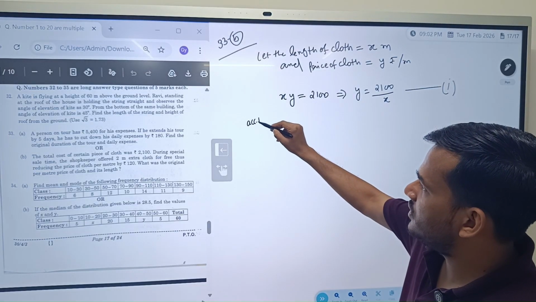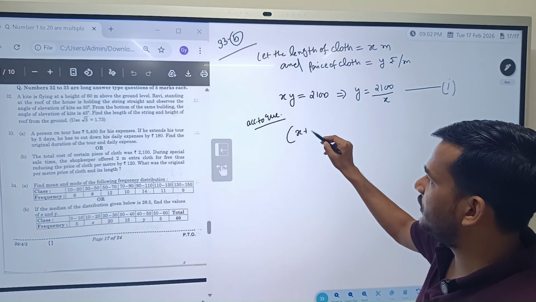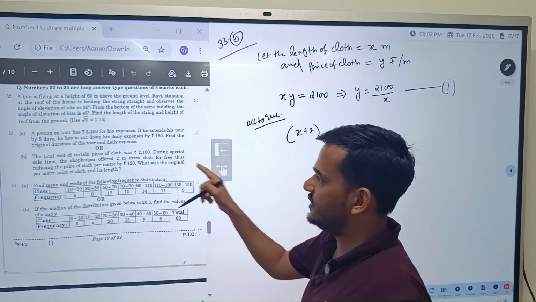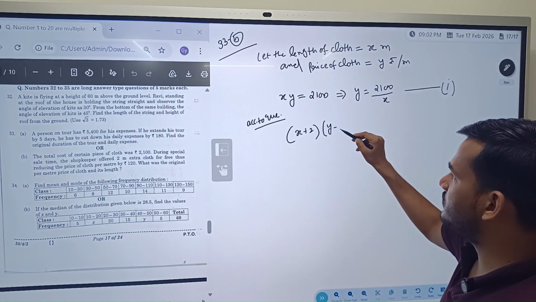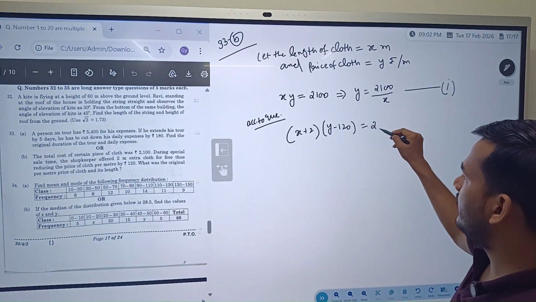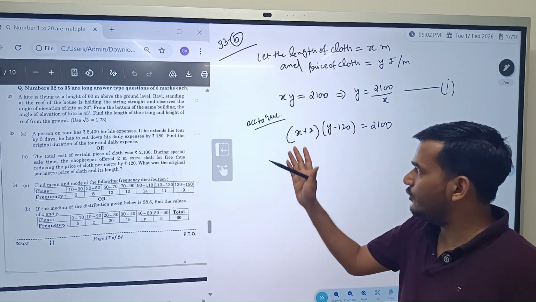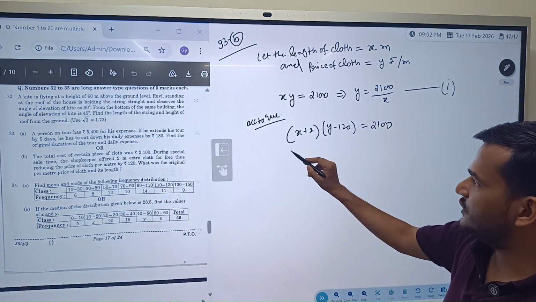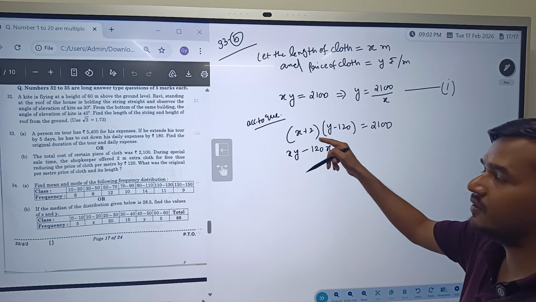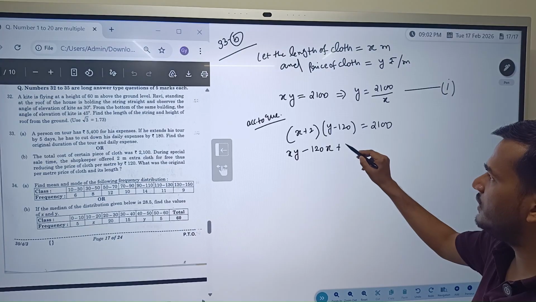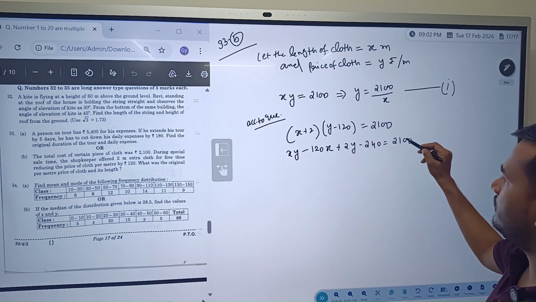So according to the question, now the length increases by 2, and the price decreases by 120. So (x plus 2) into (y minus 120) equal to, total cost is the same, 2100. Now you can open the bracket: x into y minus x into 120, that is 120x, plus 2 into y minus 240 is equal to 2100.